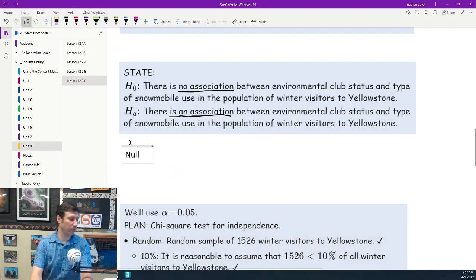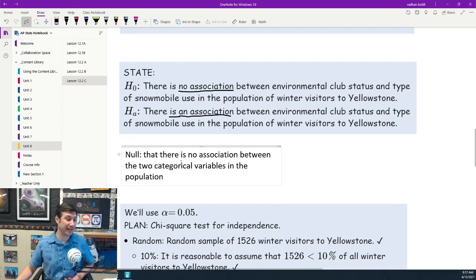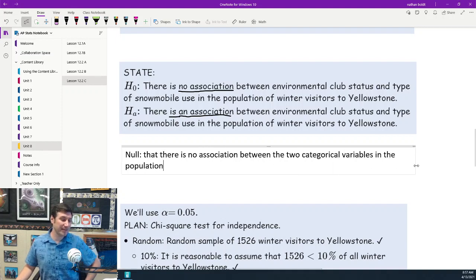So your null is that there is no association between the two categorical variables in the population. Okay, now of course you can't say it like that, right? You want to say it the way it does in blue, but that is essentially what you have to say with context. There is no association between the two variables in the population.